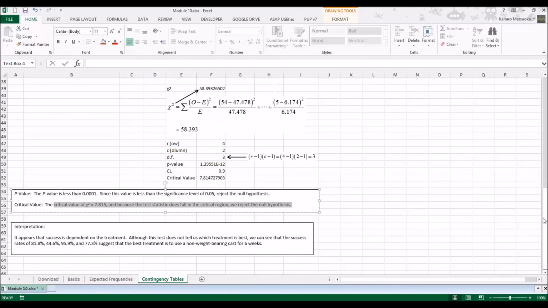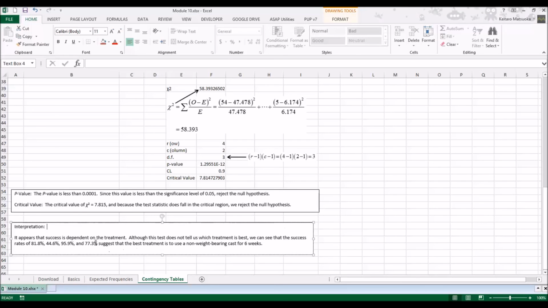So what does that mean? Well, it appears that the success is dependent on the treatment. So although the test does not tell us which treatment is the best, we can see the success rates of 81.8%, 44.6%, 95.9%, and then 77.3%, which suggests that the best treatment is to use the non-weight bearing cast for 6 weeks.